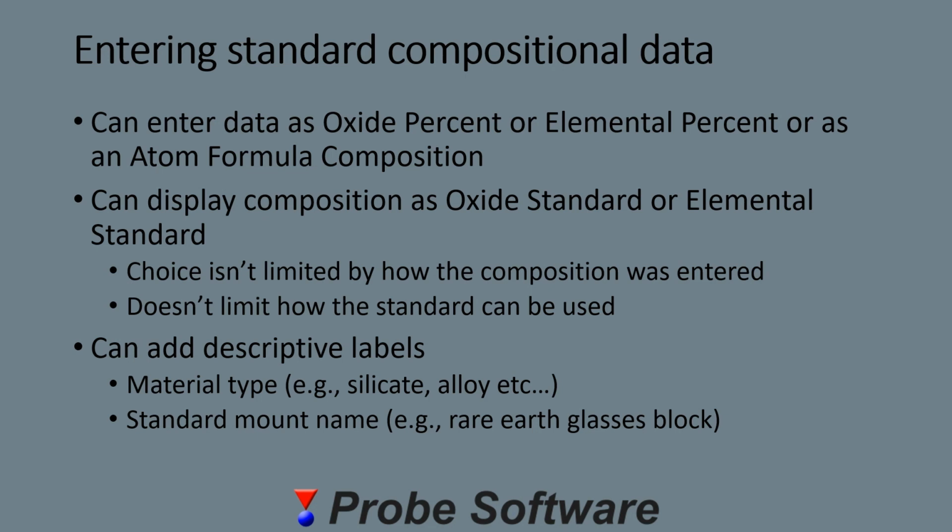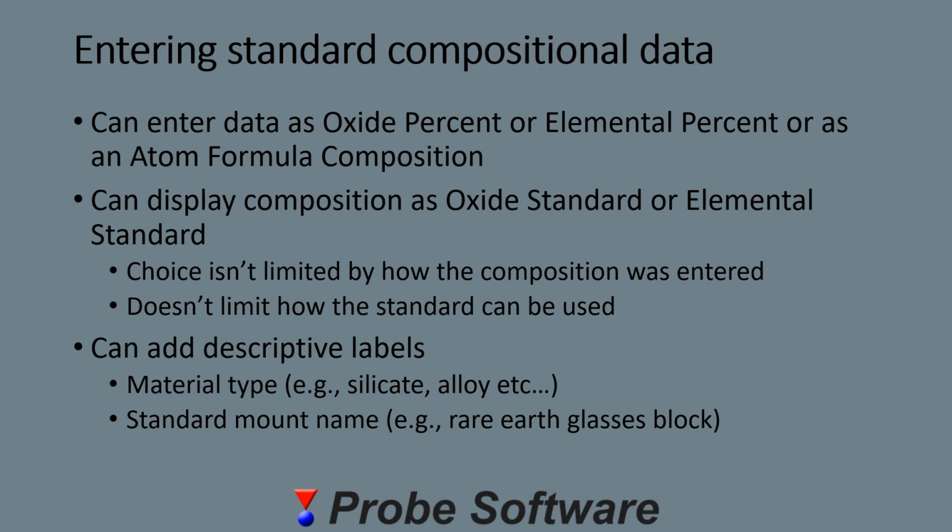You can also display the composition as oxide standard or elemental standard, and the choice isn't limited by how the composition was entered, so you could enter it as an oxide percent and display it as an elemental standard and vice versa. And it doesn't limit how the standard is used. All of the data is stored as elemental in the standard.mdb.